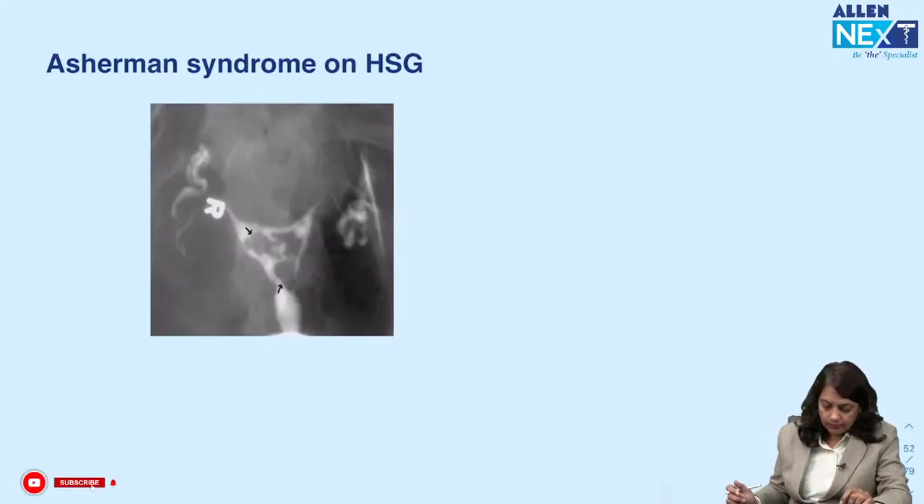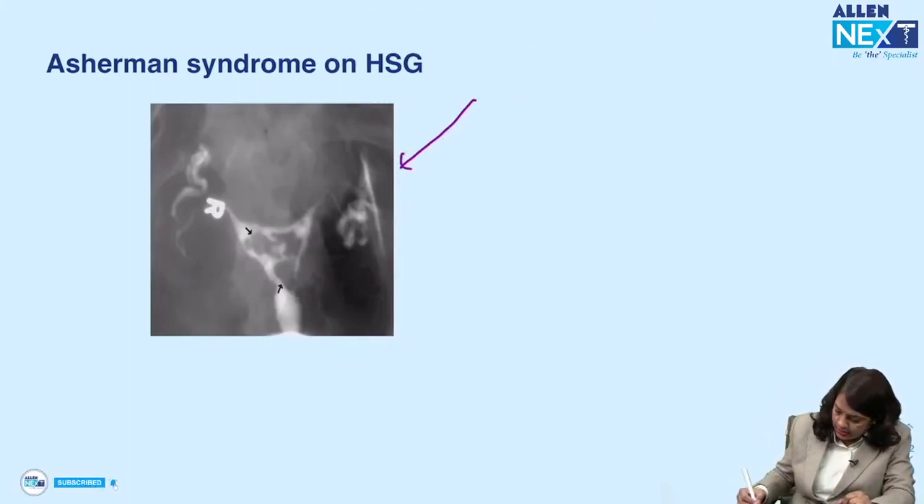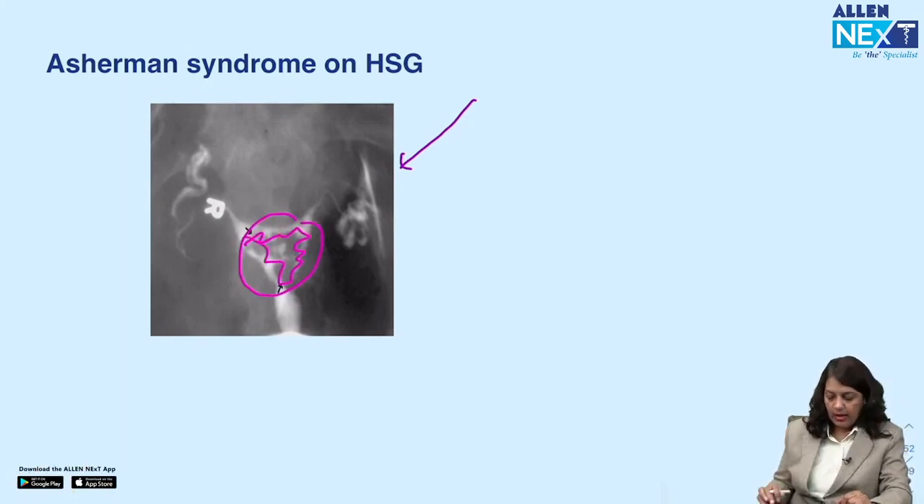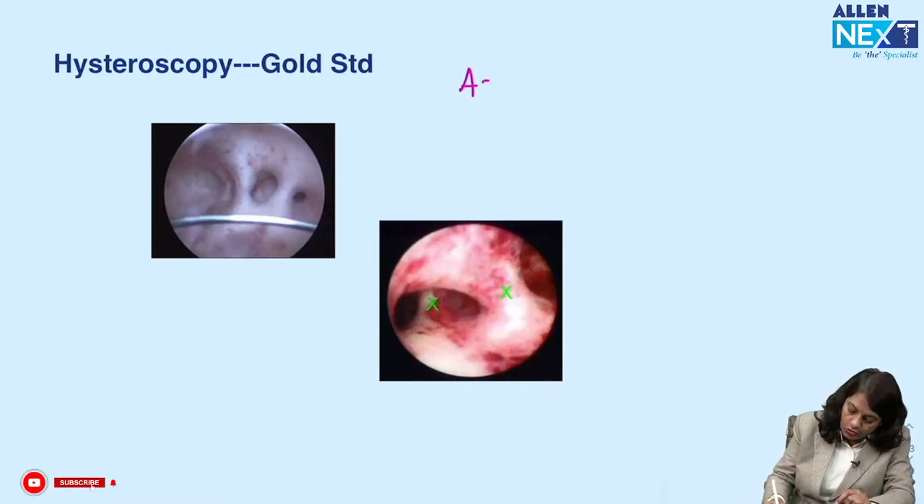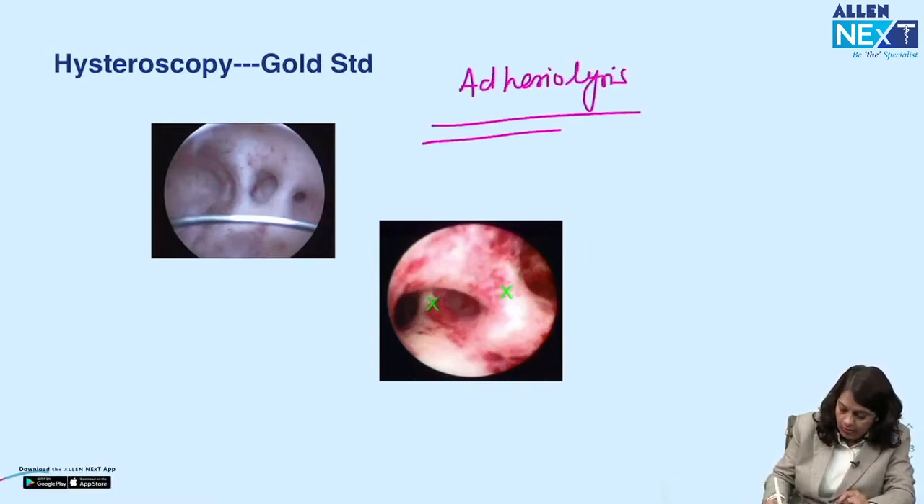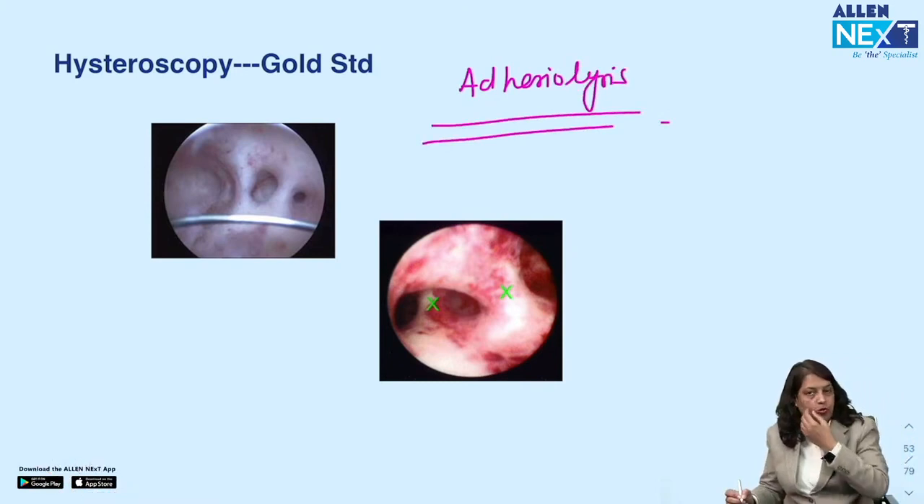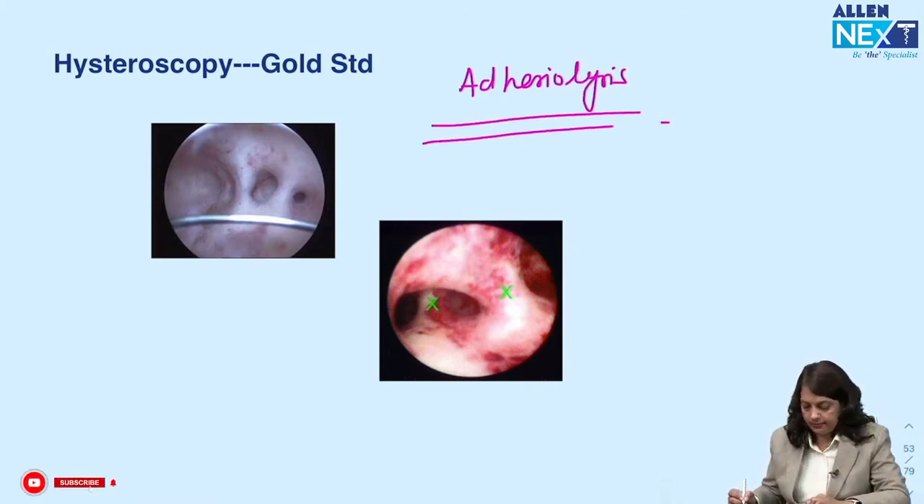Next. So this is HSG. You can see there is irregular filling defects, and confirmatory is hysteroscopy, because hysteroscopic guided you can do adhesiolysis. Hysteroscopic guided you can do adhesiolysis.